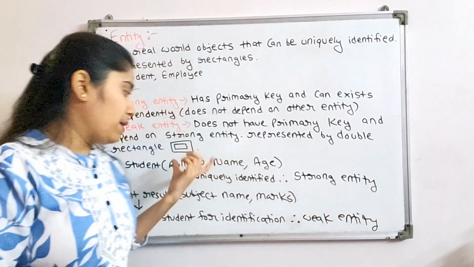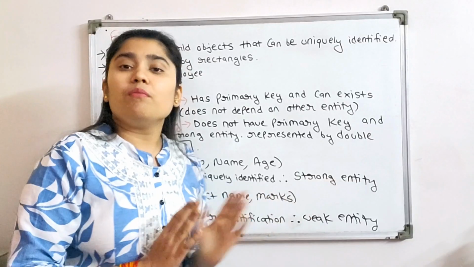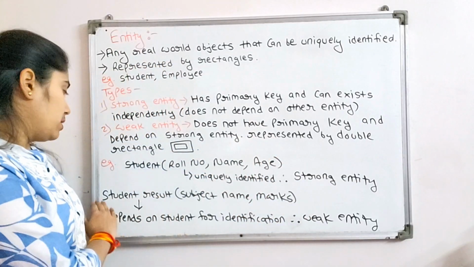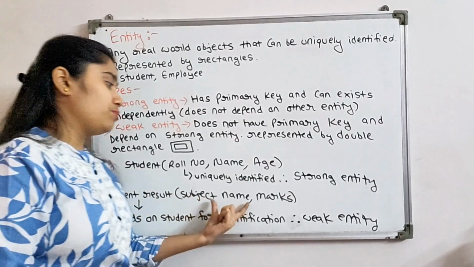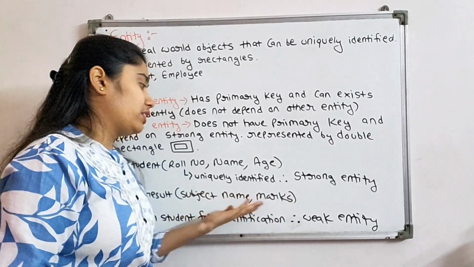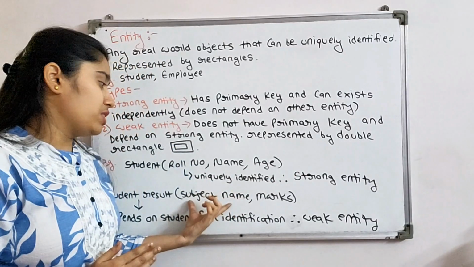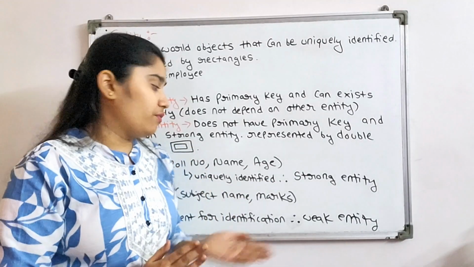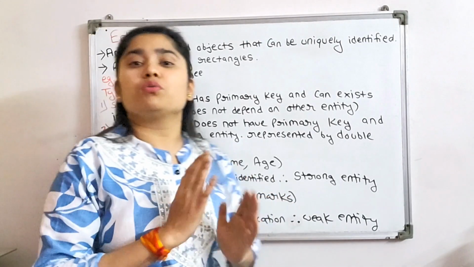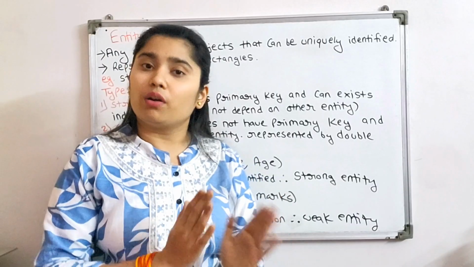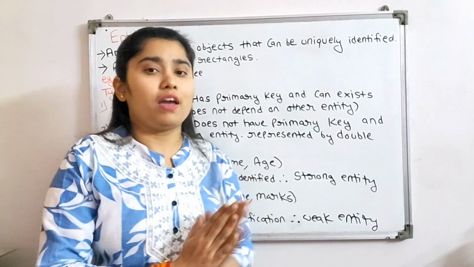As it has a primary key and does not depend on any other entity, it is a strong entity. Now suppose we have another entity, student result. Here we have subject name and marks. Both subject name and marks are not primary keys, because subject name is not uniquely identifying and marks is also not unique. So the result is identified using the student roll number, which is unique. Student name can be repeated, but the roll number is unique for every student.